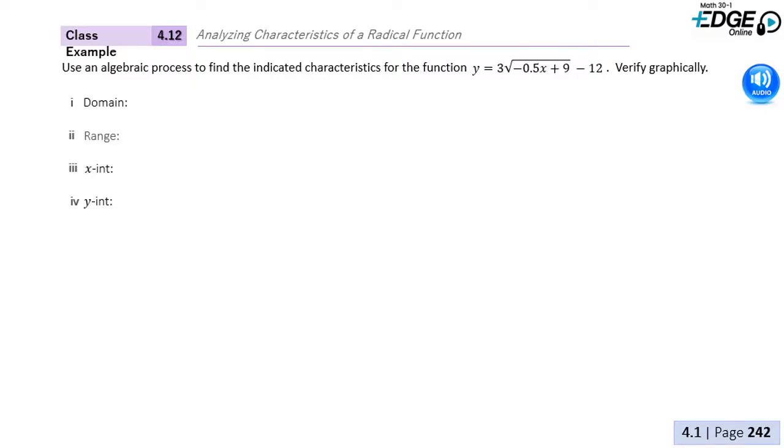Now that we have a stronger understanding of radical functions, let's use what we know to find the domain, range, and intercepts for the given function here. Remember that finding the domain is like finding the restrictions on x. We know that for a radical function, the radicand, which is the expression under the root sign, must be greater than or equal to 0.